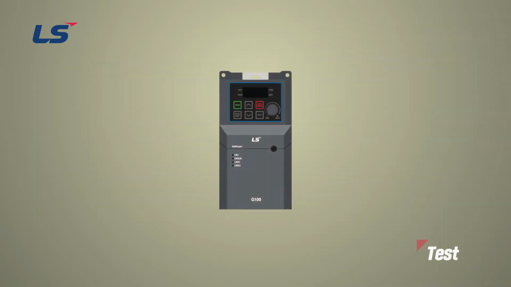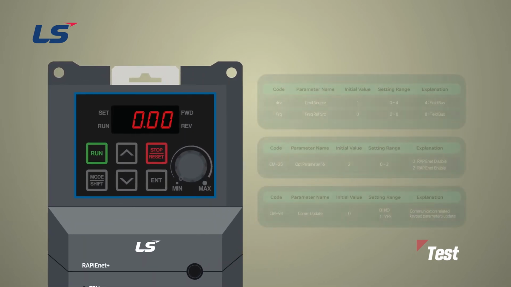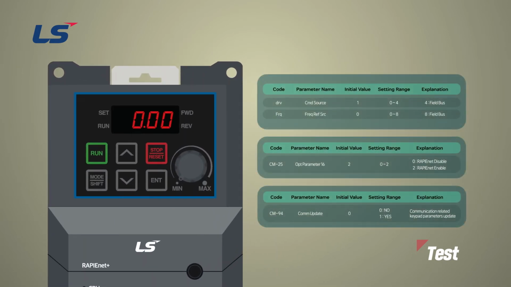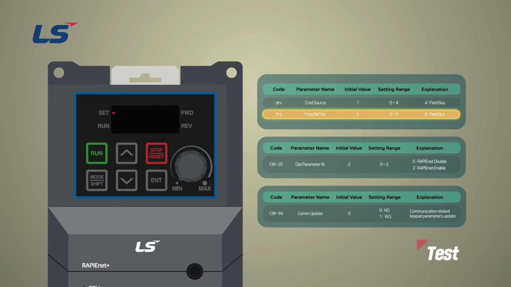In order to use RAPIEnet communication for operation and frequency commands, set the inverter parameters as follows. The DRV group command source is set to number 4, field bus, for the operation command. Next, to set the frequency command method, set the FRQ group frequency source to number 8, field bus.